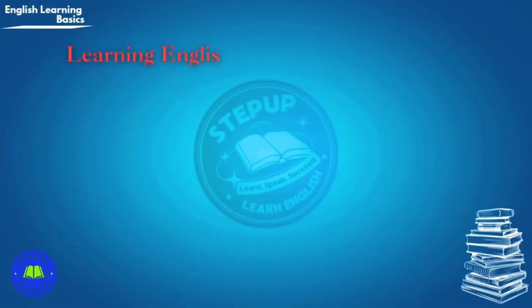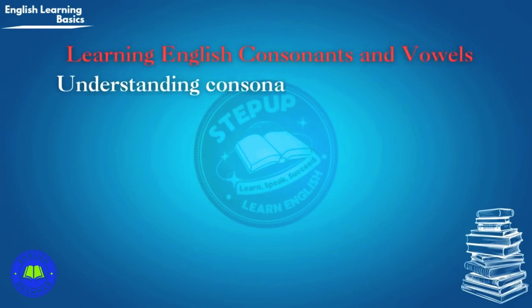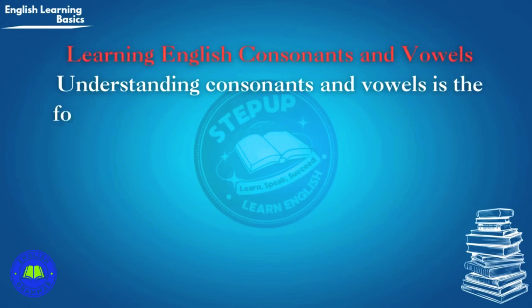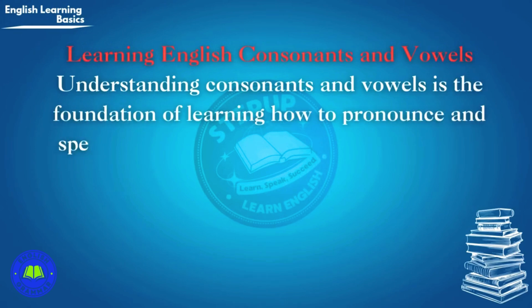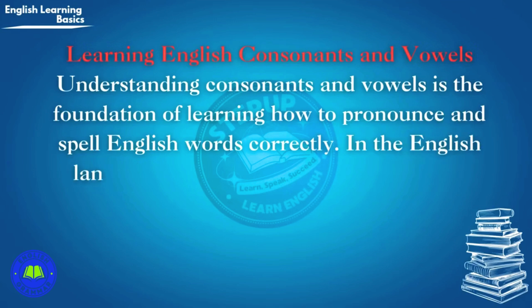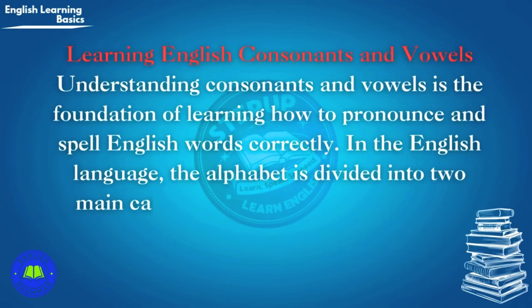Learning English consonants and vowels. Understanding consonants and vowels is the foundation of learning how to pronounce and spell English words correctly. In the English language, the alphabet is divided into two main categories: consonants and vowels.